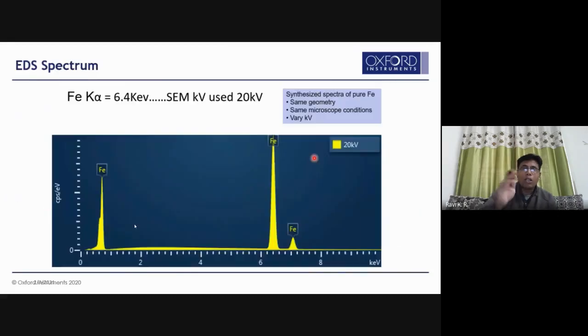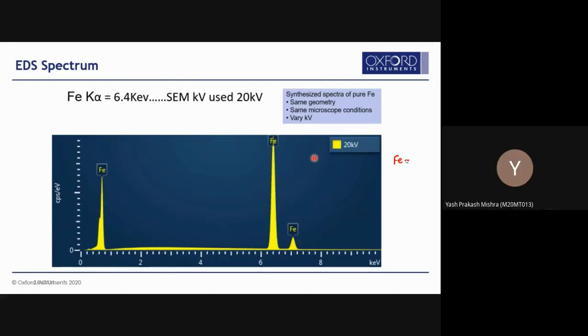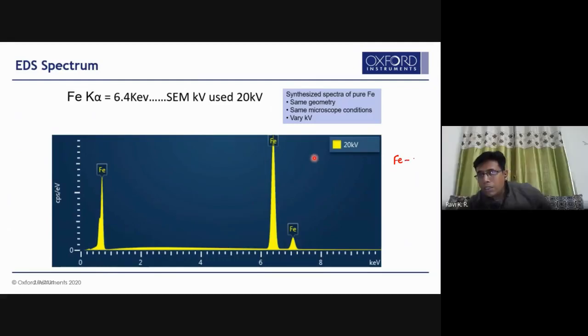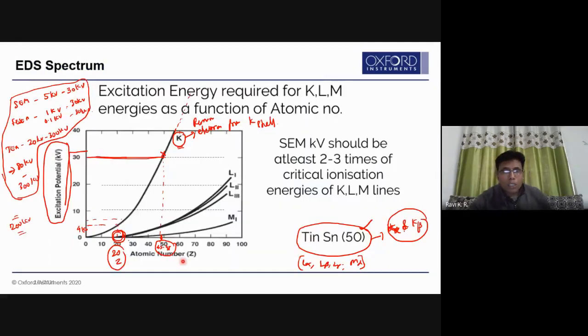Now let us take an iron sample. What is the atomic number of iron? 28, sir. 26. 26, because 28 is silicon. Okay, now let us look at 26. 26 would be somewhere here.